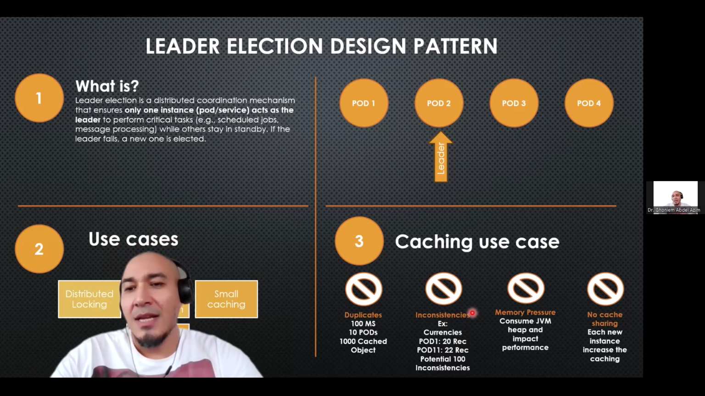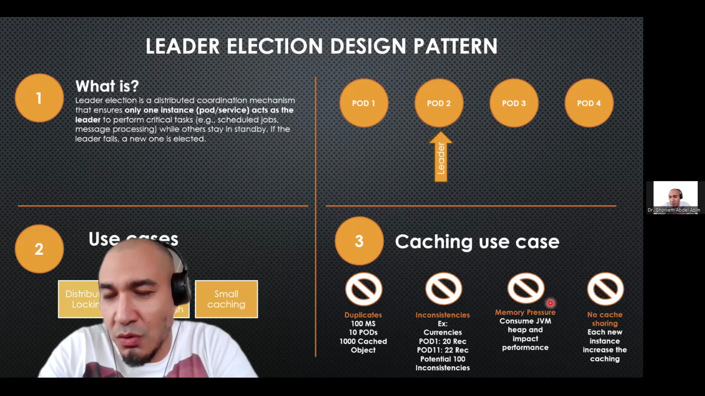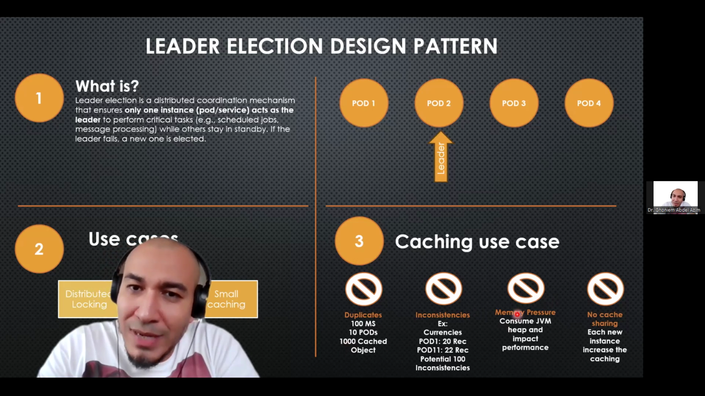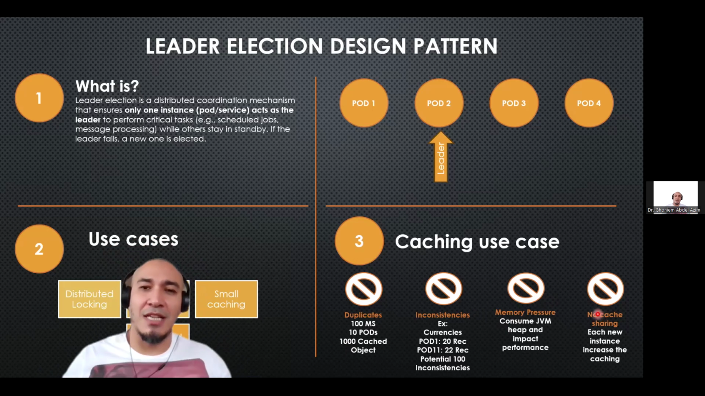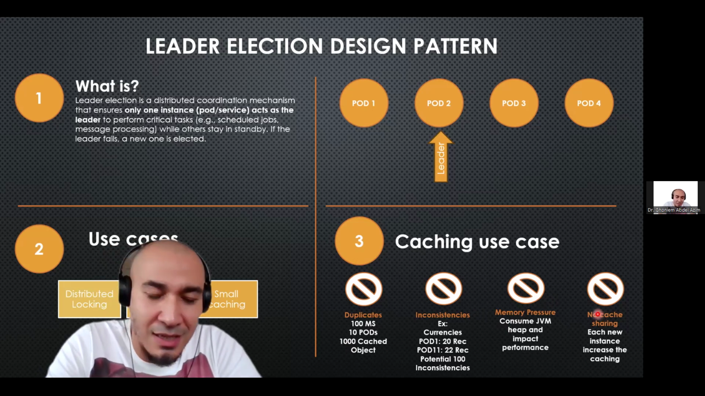And that takes us to the next point, which is the memory pressure over your infrastructure. Due to having around 1,000 cached objects, you will consume more memory and more CPU to manage these resources. And for sure, since you have different instances, you don't have one centralized repository of the cache, which will lead to the instability of the solution.